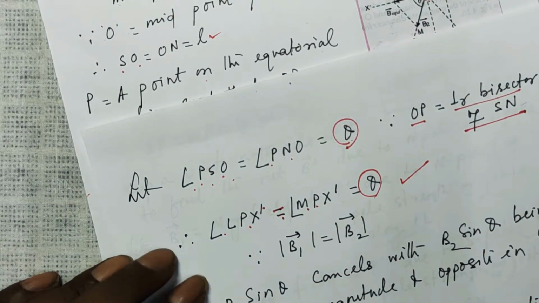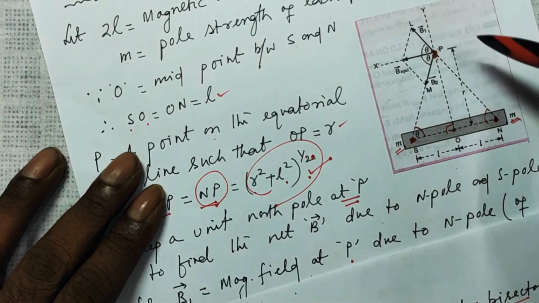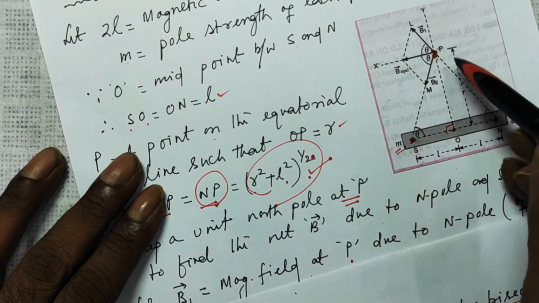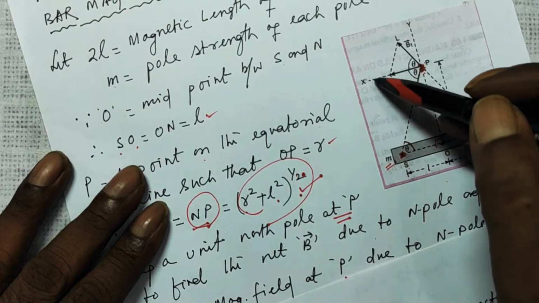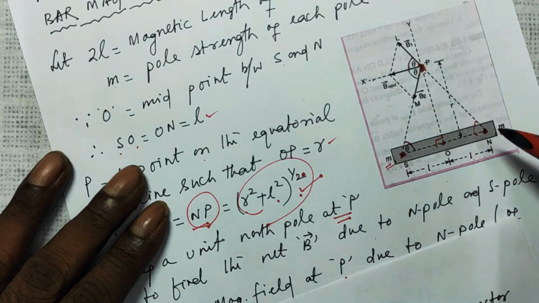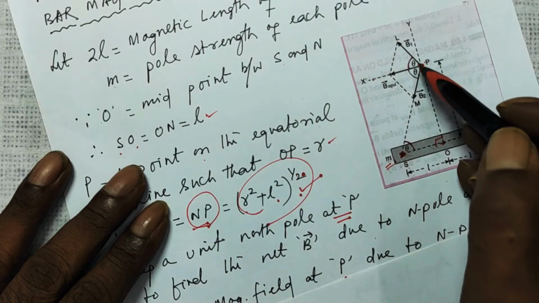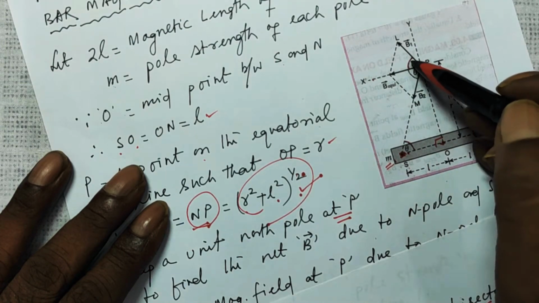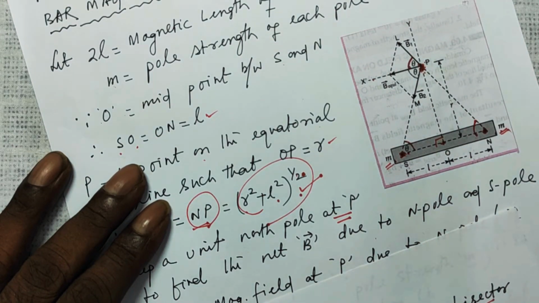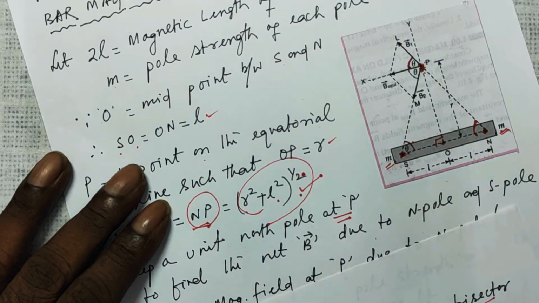Let me explain this. LPX dash. This angle is theta because this angle is theta. This line is parallel to this line. So this angle is equal to this angle because they are corresponding angles. So if this is theta, this is also theta, therefore this is also theta.